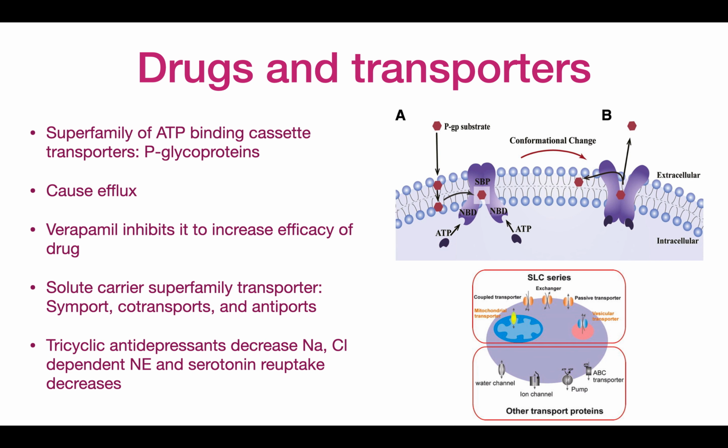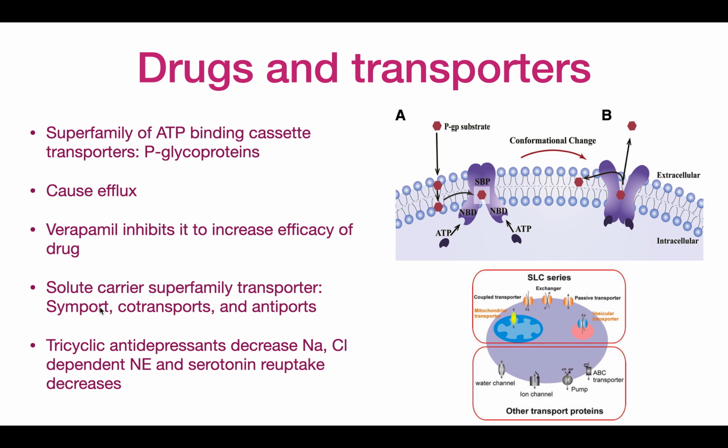So the superfamily of ATP binding cassette proteins are going to be your P-glycoproteins, and that causes the efflux of whatever the drug needs to do. So it could be an efflux of calcium, it could be an efflux of sodium, whatever. Verapamil is going to inhibit it to increase the efficacy of the drug, so we don't want to release the drug. We want to bind the drug. Efflux will release the drug as a free drug.